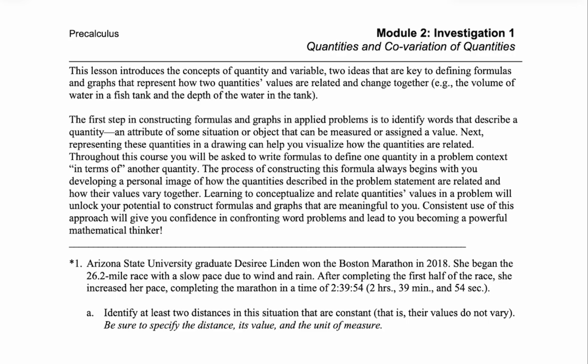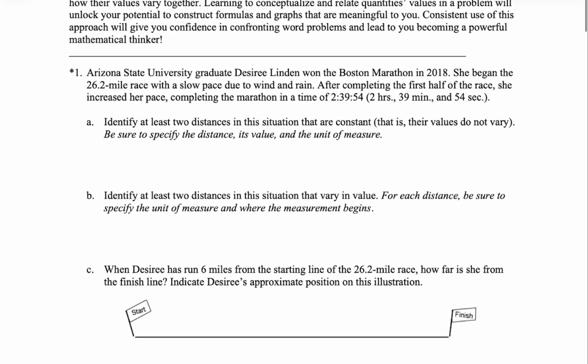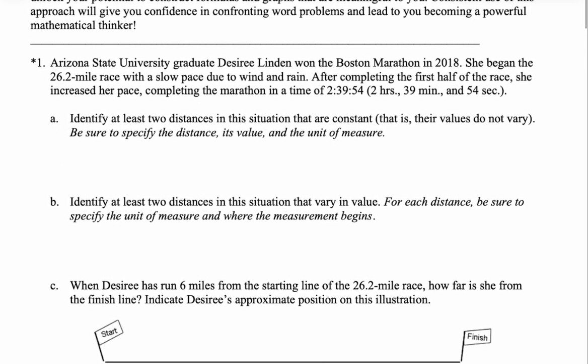So Mod 2.1 is about quantities and covariation of quantities, how two quantities affect one another. So let's just start with problem number 1. It says Arizona State University graduate Desiree Linden won the Boston Marathon in 2018. She began the 26.2-mile race with a slow pace due to wind and rain. After completing the first half of the race, she increased her pace, completing the marathon in a time of 2 hours, 39 minutes, and 54 seconds.